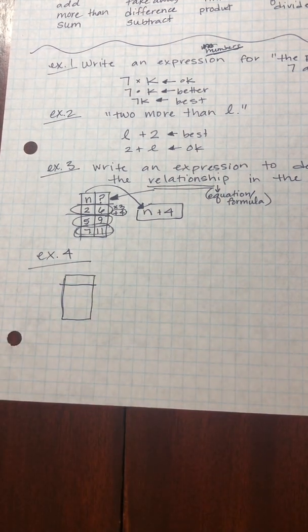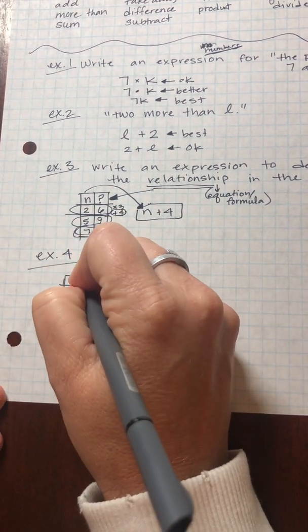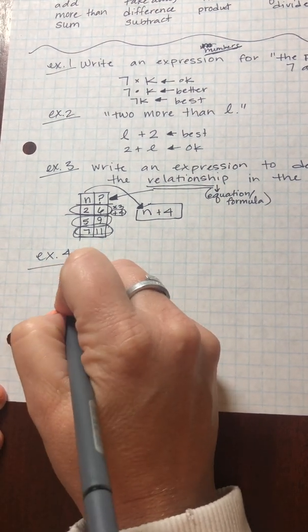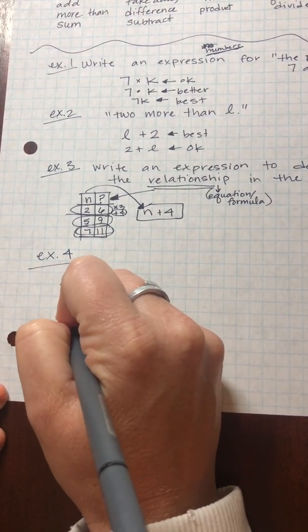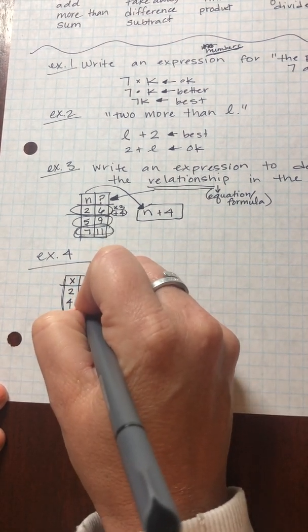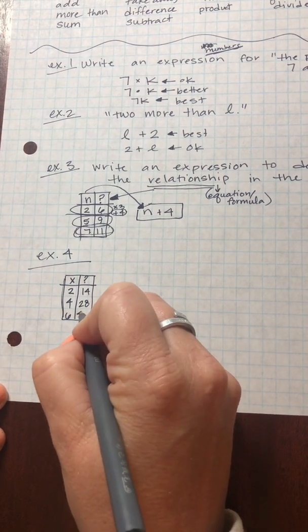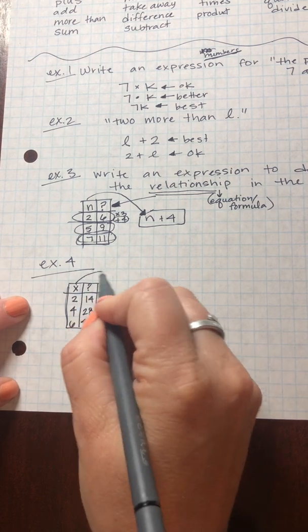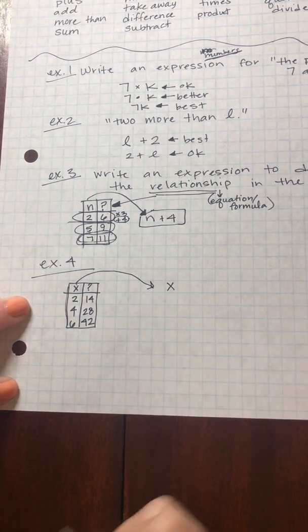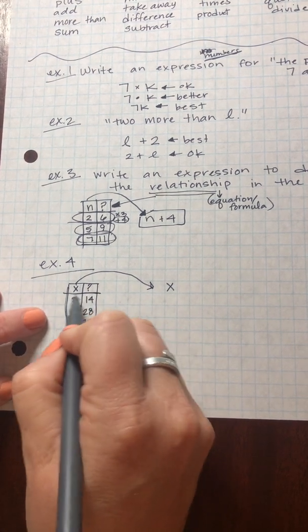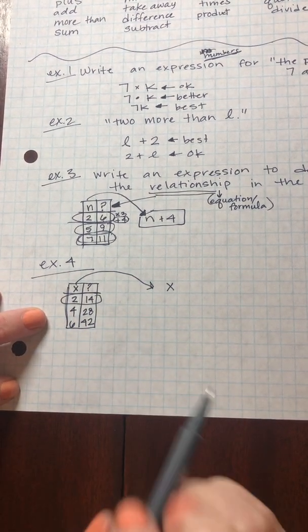And let's say in this table, we have X and then a question mark. And our answers are 2, 4, 6, 14, 28, and 42. Okay. So again, I'm going to start with what I do know. I know X. That's all that I know. Okay? And now I'm going to focus on the first row to try to figure out the relationship.